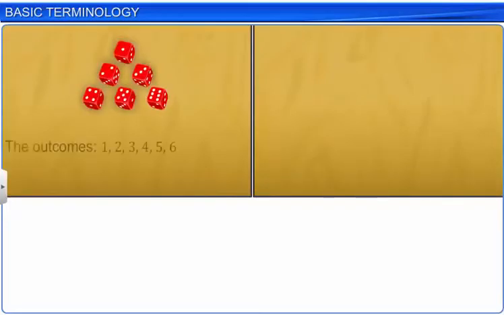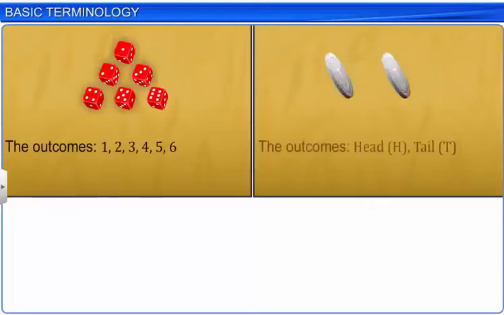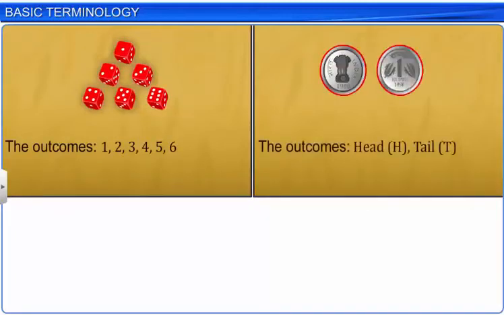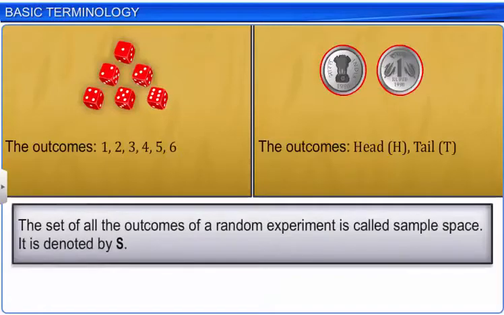For example, the outcomes of rolling a die are 1, 2, 3, and so on. The outcomes of tossing a coin are heads and tails. A random experiment can have any number of predictable outcomes. The set of all the outcomes of a random experiment is called sample space. It is denoted by the capital letter S.